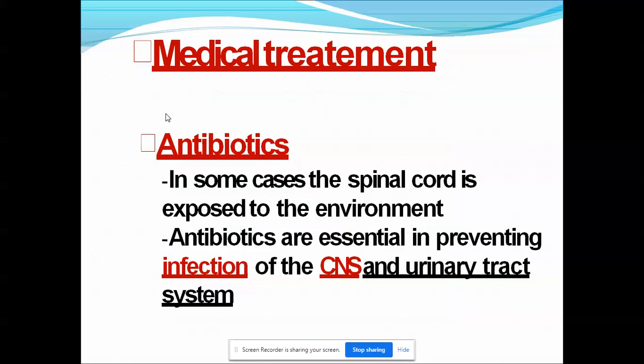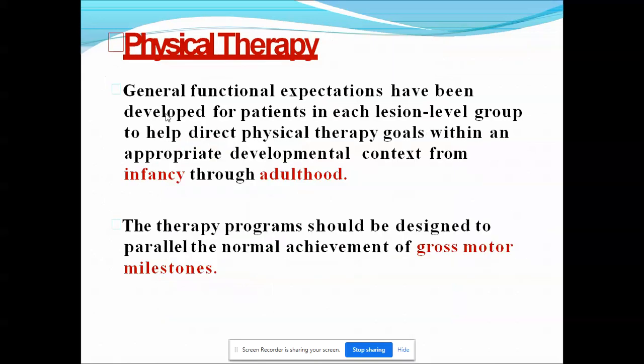Medical treatment: antibiotics should be given to prevent CNS infection, and if a urinary tract infection is there, then again we can give antibiotics. Physical therapy, okay, physical therapy to improve the gross motor milestones. We know there are gross motor milestones.